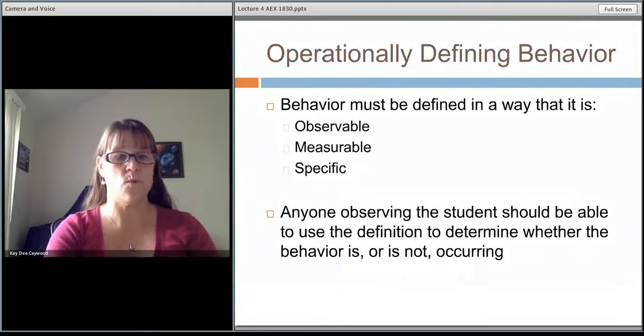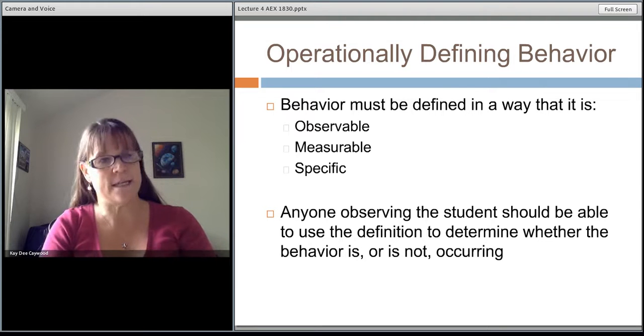The first thing that you want to do when you're trying to determine the function of behavior is to operationally define behavior. That is, you must define behavior in a way that is observable, measurable, and very specific. You should be defining this behavior in such a way that anybody observing the student would be able to use that definition to determine whether the behavior is occurring or, in fact, is not occurring.